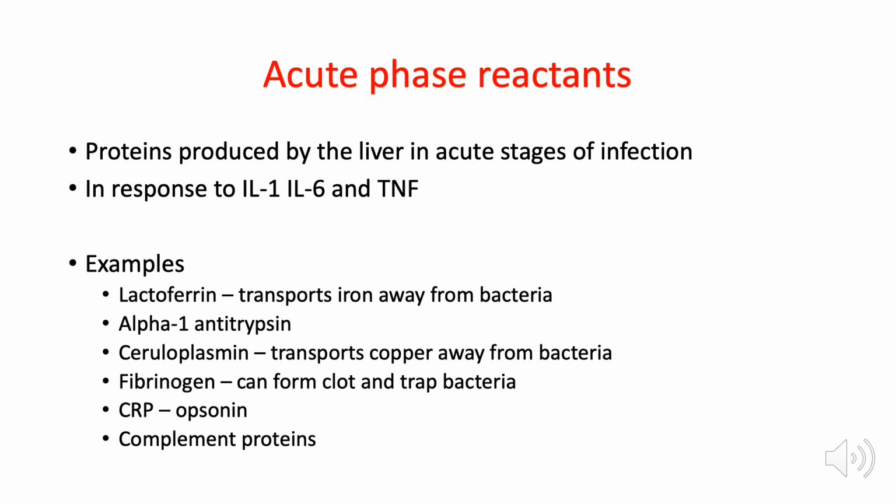You also have C-reactive protein as part of the acute phase reactants. And you know very well that CRP is one of the opsonins. CRP stands for what? C-reactive protein. And another member of the acute phase reactants is the complement proteins. But we will have a separate discussion on this type of proteins in week number 5.